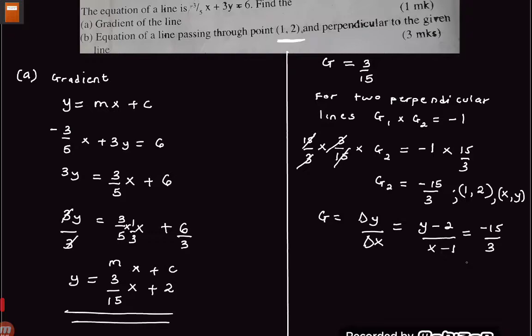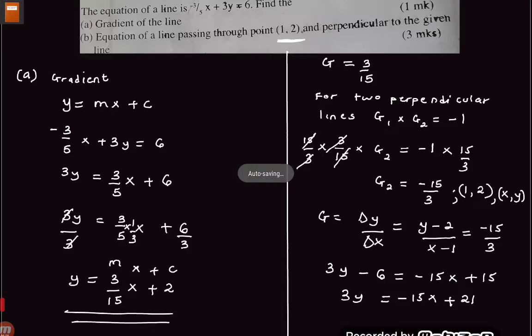To get the equation of the line, we cross multiply. When we cross multiply, we are going to have 3y minus 6 is equal to negative 15x plus 15. We can simplify further so that we have 3y is equal to negative 15x plus 21. We can get y alone, or we can leave the equation in this form because you are not given exactly in which way to write the equation.